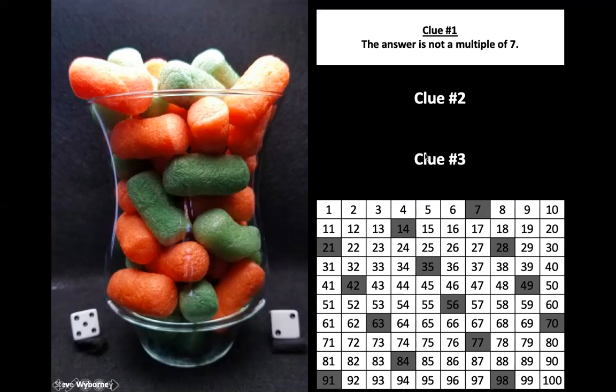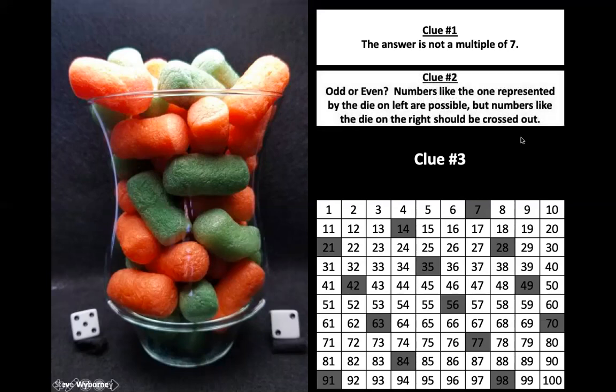All right, let's go to clue number two. Clue number two says odd or even. Numbers like the one represented by the die on the left are possible, but numbers like the die on the right should be crossed out. So we need to cross out numbers like this.